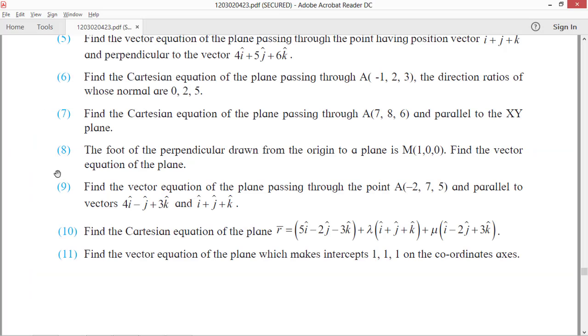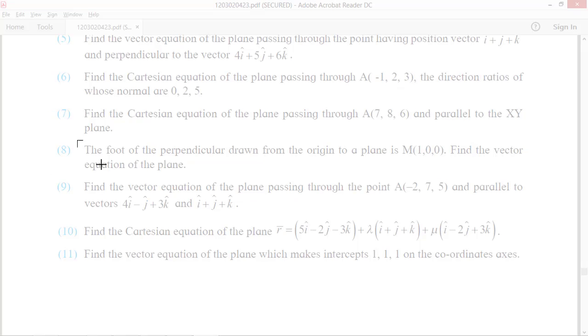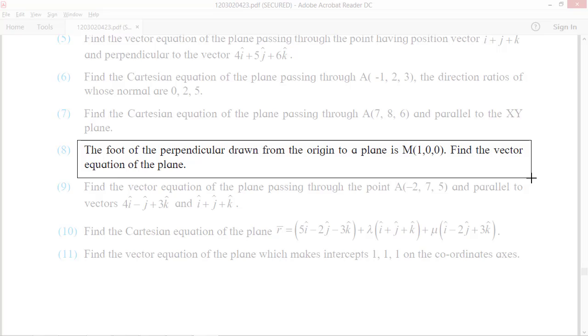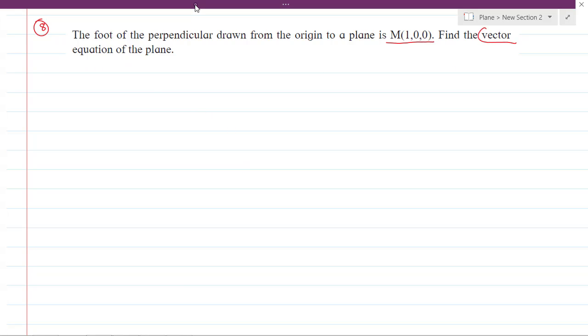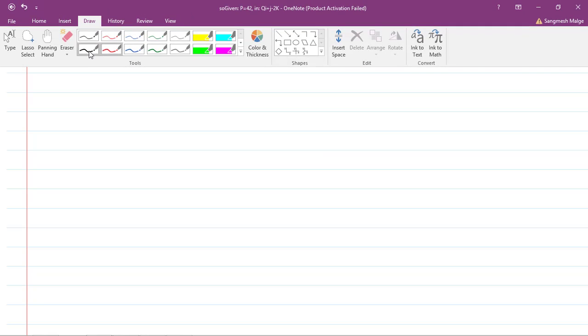So let me take this statement. It's a very simple and conceptual question. The question is: the foot of the perpendicular drawn from the origin to the plane is M(1, 0, 0). Find the vector equation of the plane. So they are asking for the vector equation. Please make sure that you find the same equation which they have asked.